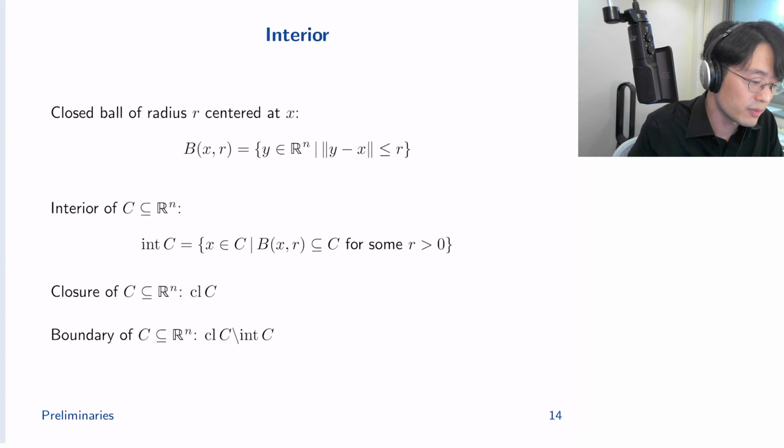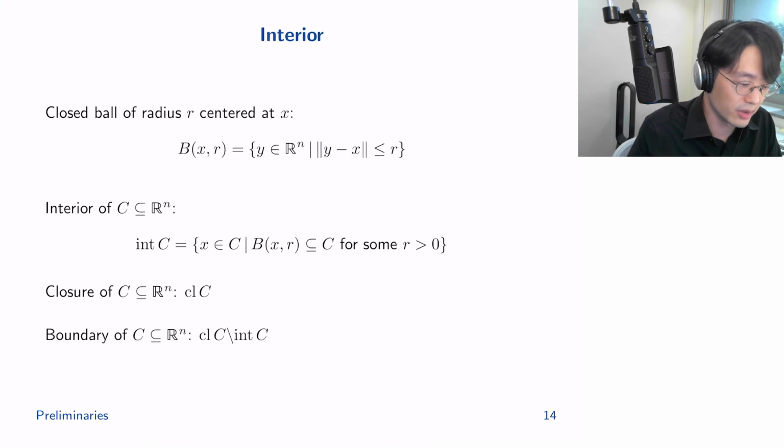There are many ways to define what an interior is, and they're all equivalent in the case of R^n. But for this class, we'll define the interior of a set C, written int C, to be the set of points x within our set C such that you can have an open ball of non-zero radius around the point x, and the closed ball will still be contained within our set C. The closure of a set C is written as cl C, and the boundary of the set C is defined as the closure of C minus the interior points of set C.